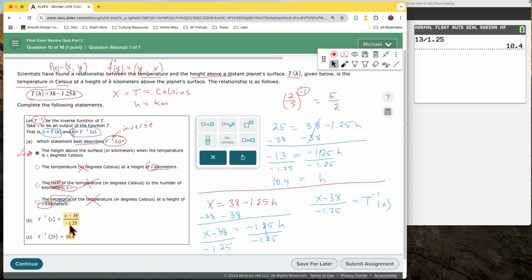You could also distribute this negative, and so it could be negative x plus 38. That's still a correct way to write it, but I like to do as few adjustments as necessary. Okay, so that's number 10.